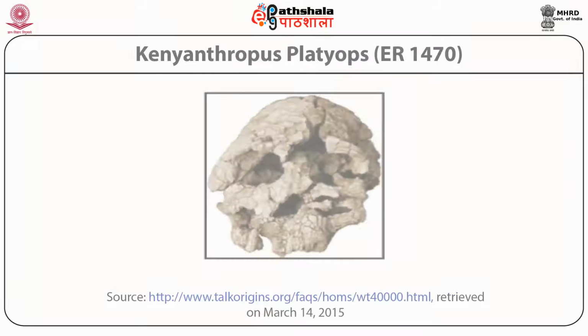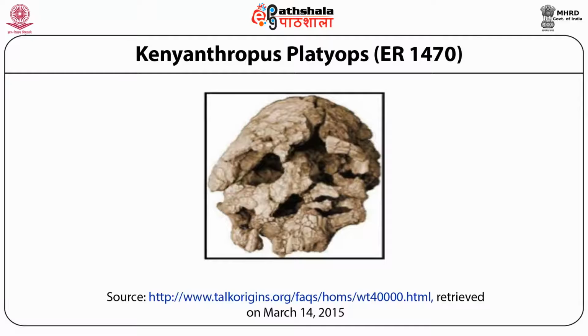Kenyanthropus platyops. A partial skull was discovered from Lomekwi in Kenya, dated about 3.5 million years. The size of the skull is similar to Australopithecus afarensis and Australopithecus africanus, and it has a large flat face and small teeth. This variety is contemporary to Lucy. Tim White rejected the genus Kenyanthropus and considered it a variant of Australopithecus afarensis.